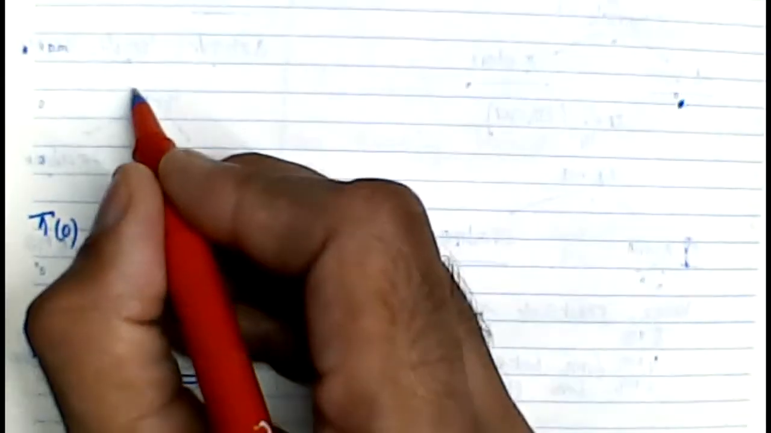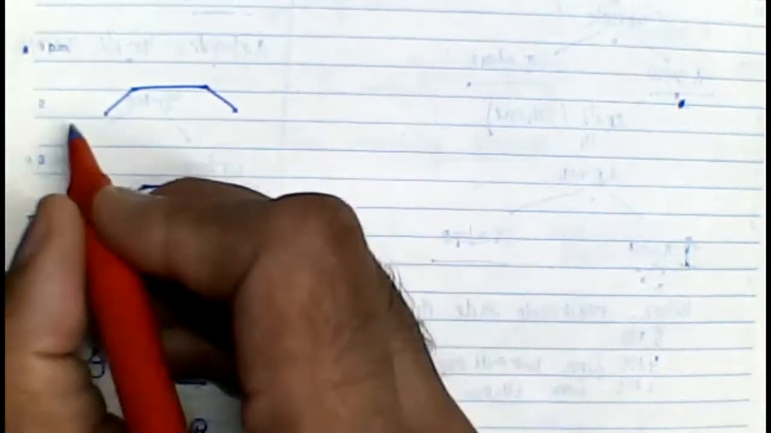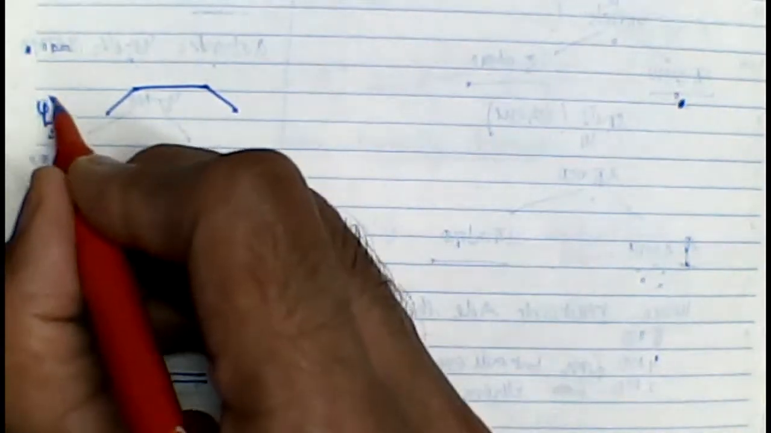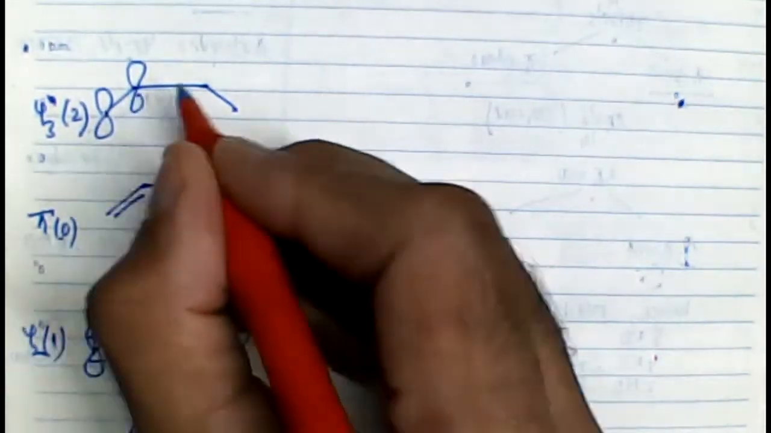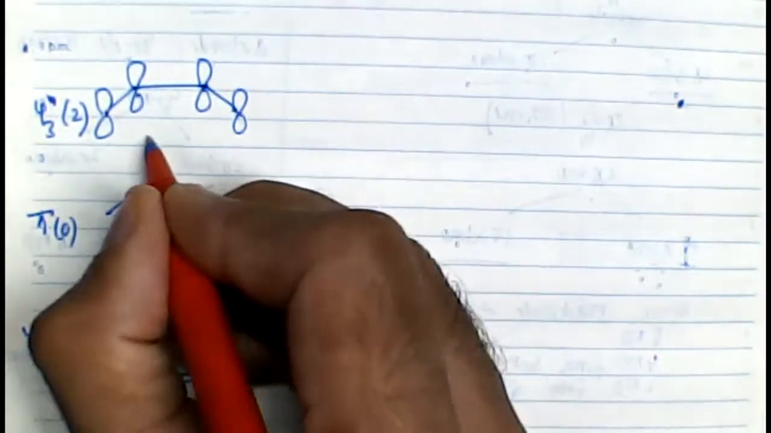Next, we'll reason why we have drawn orbitals like this. Next, let's say I draw psi3 star and I know it should have 2 nodes. How do I draw psi3 star? I draw the molecular orbitals corresponding to psi3 star. This is the one. If it is psi3 star, it should have 2 nodes.